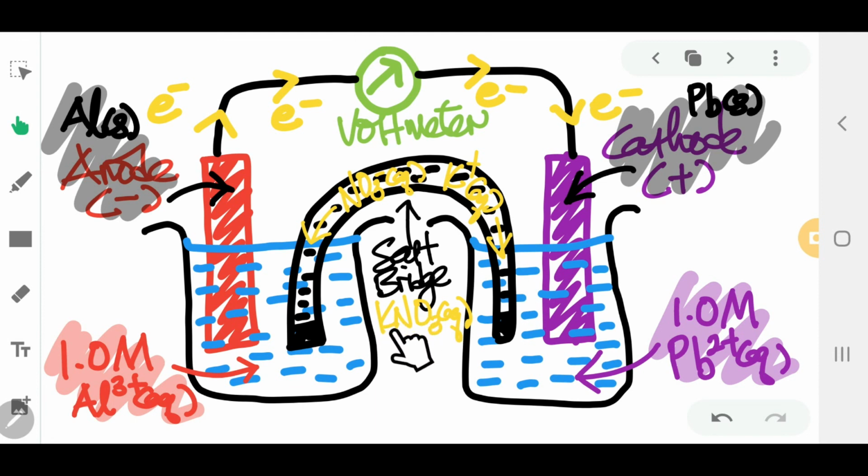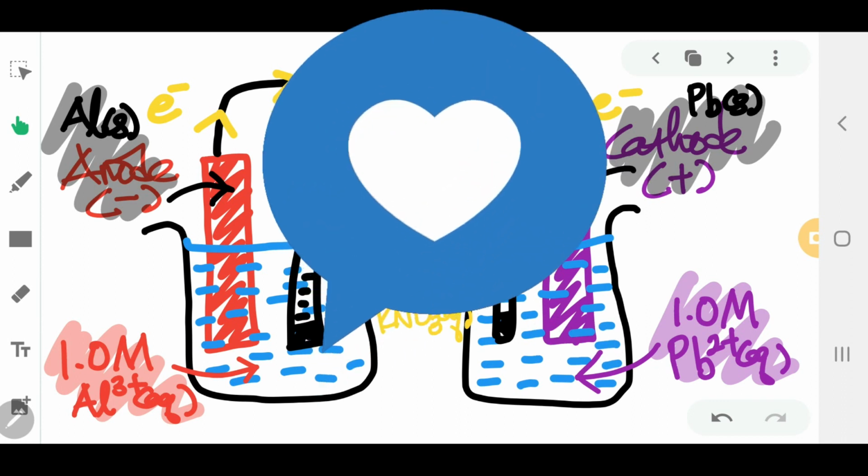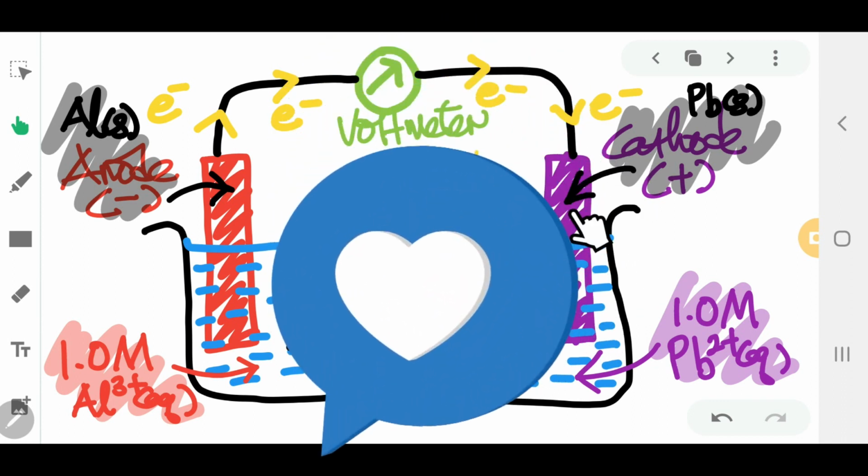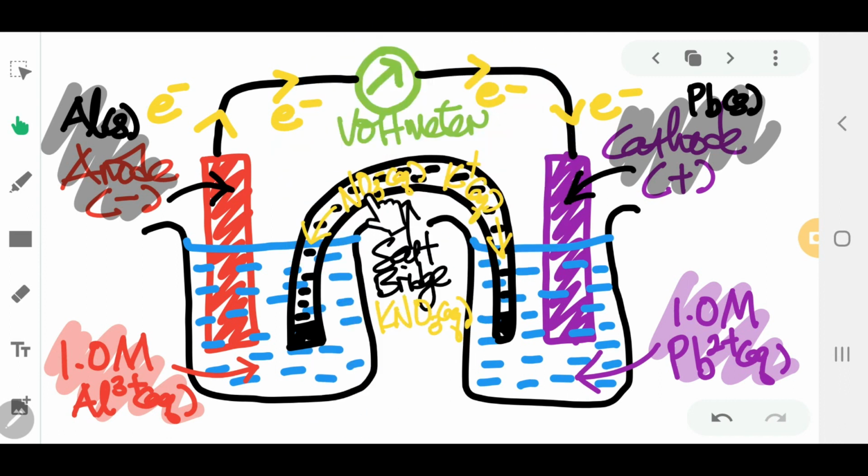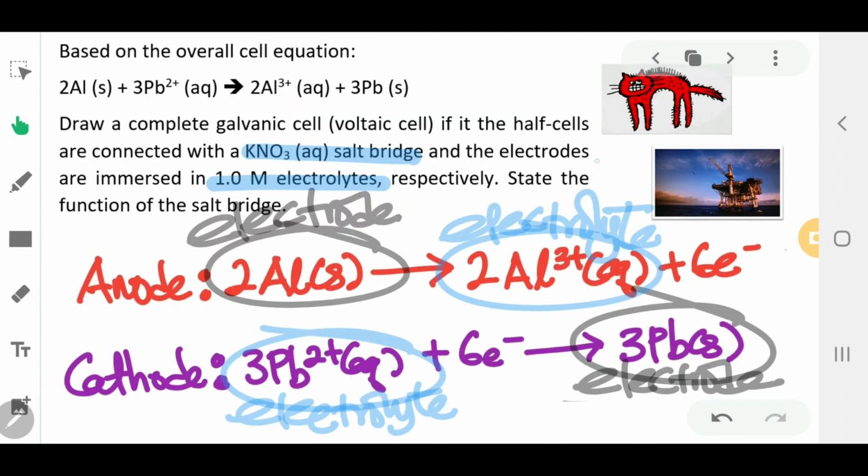And the salt bridge, KNO3. So you have K+ aqueous going to the cathode half cell to maintain electrical neutrality, because your cathode half cell will be getting negative and negative. And then your NO3 minus aqueous will be going to the anode half cell, because the aluminium half cell over here will be getting more and more positive, because you're going to start to lose electrons. So this is how you're going to be doing the questions over here.